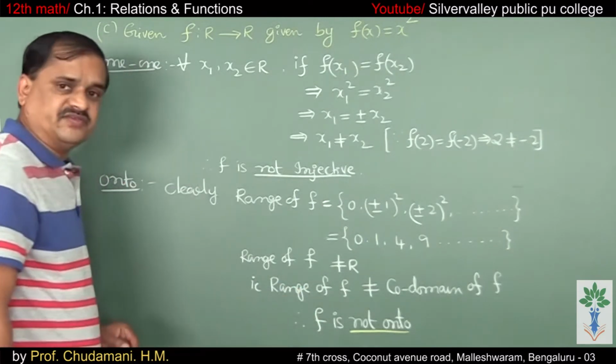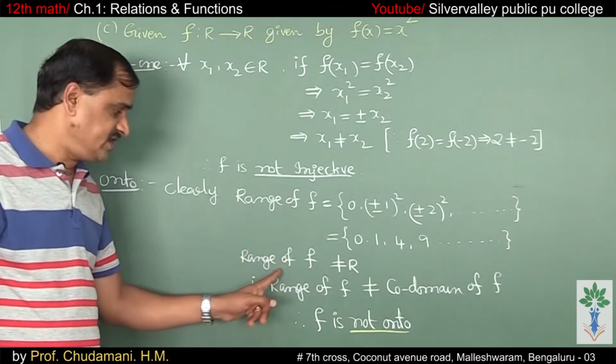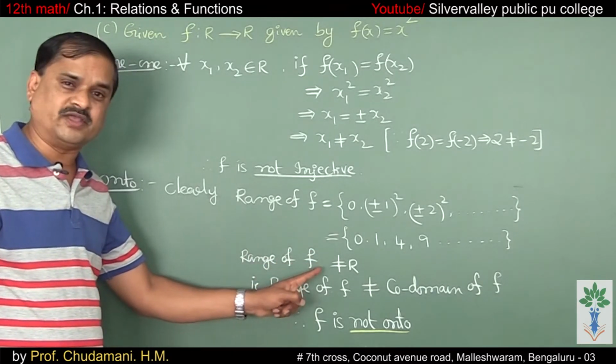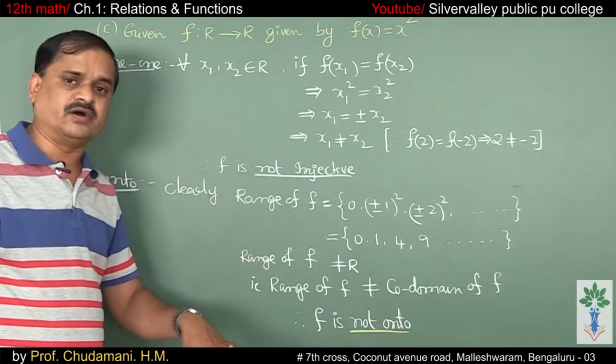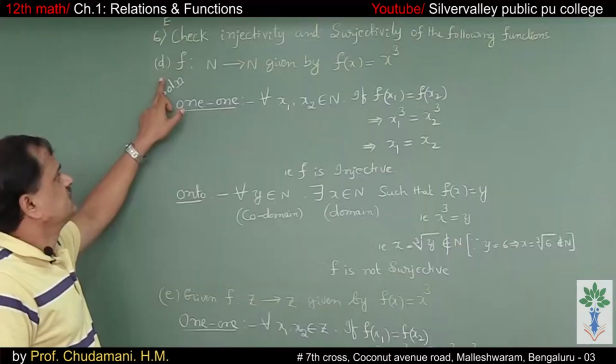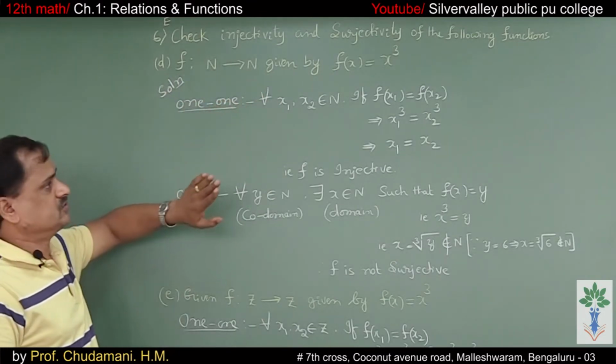Therefore f is not onto. So this is another method to show it is not onto. Range of f is not equal to codomain of f. Suppose range of f equals codomain of f, then it is onto. Okay. Check injectivity and surjectivity of the following functions.